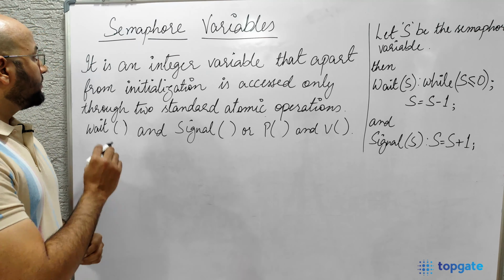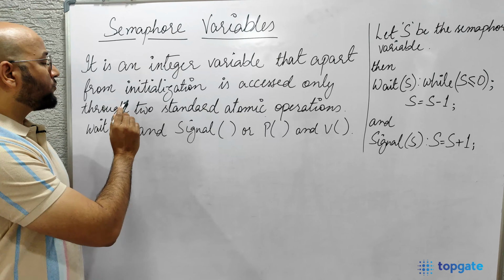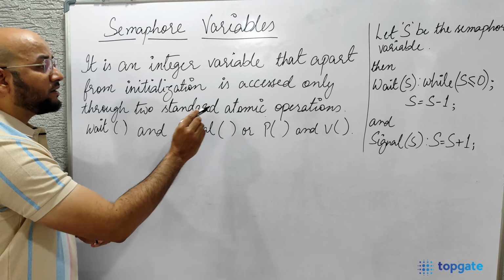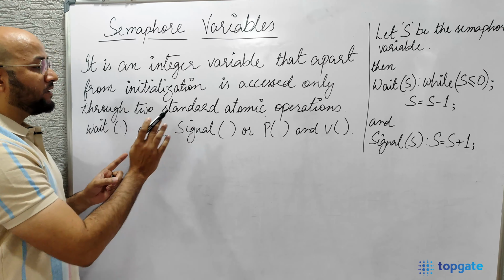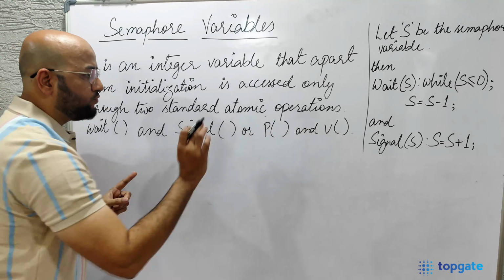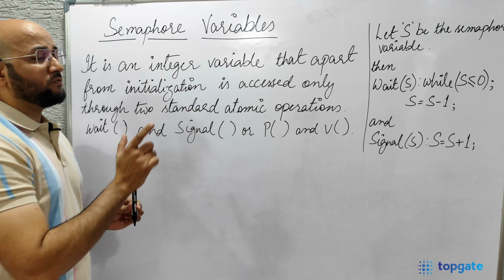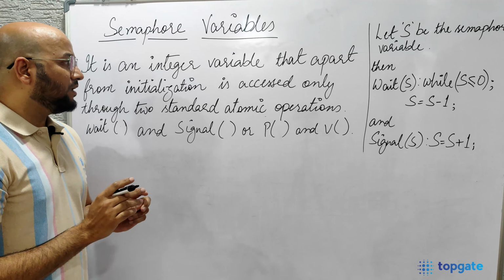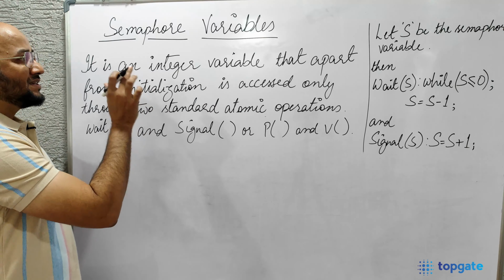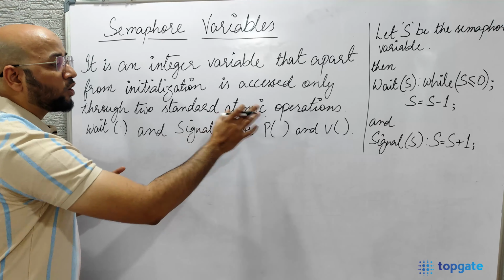Now let's see that a semaphore variable is an integer variable that, apart from initialization, is accessed only through two standard atomic operations, wait and signal. Sometimes we also call wait as P and signal as V. So the first thing is that the semaphore variable is an integer variable, and second, it can be initialized, and it can be accessed only through two standard atomic operations.